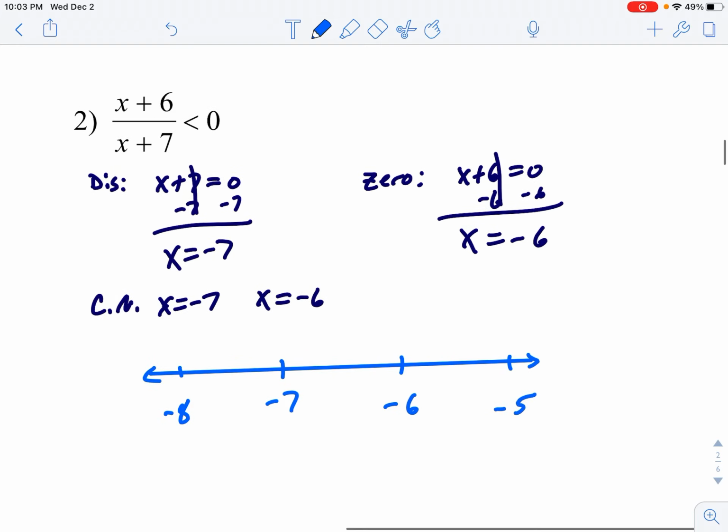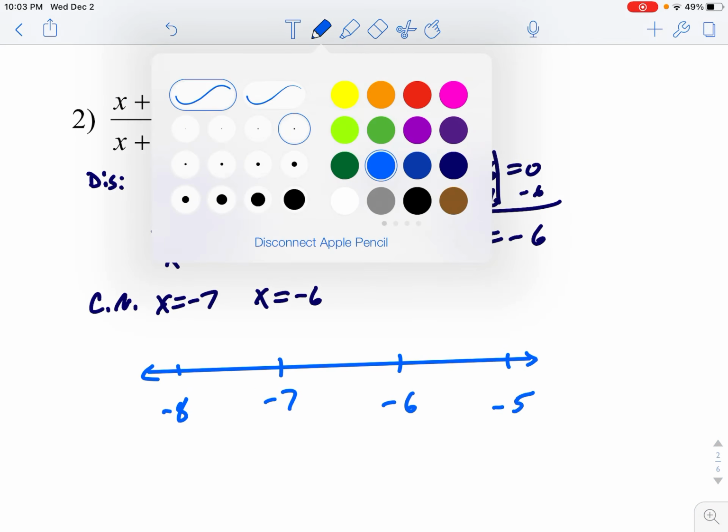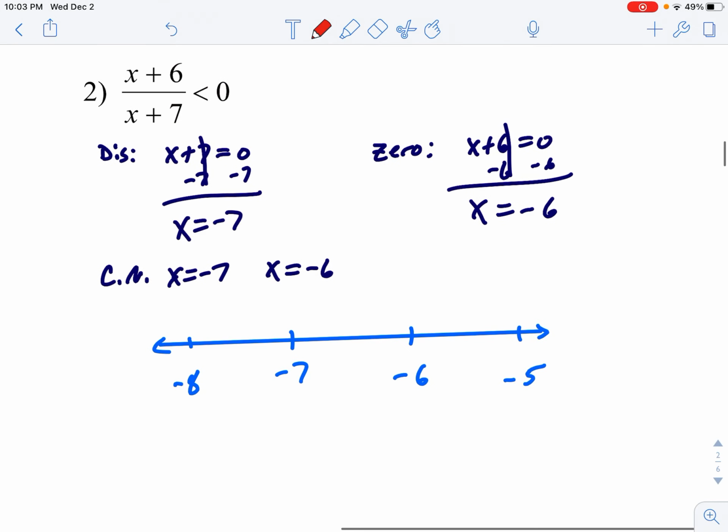Okay, so a critical number, all right, a discontinuity. Let me switch colors again because I feel like it. It is going to be circled. It's an important number, but we don't include it because if you plugged in a -7 into the original, -7 plus 7 is undefined, and you can't have that, so you cannot include -7.